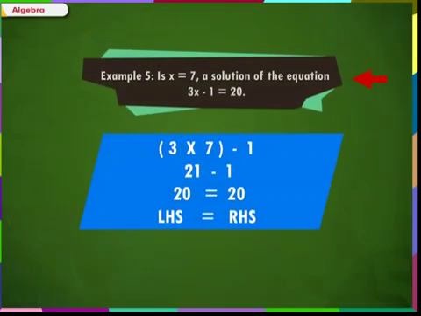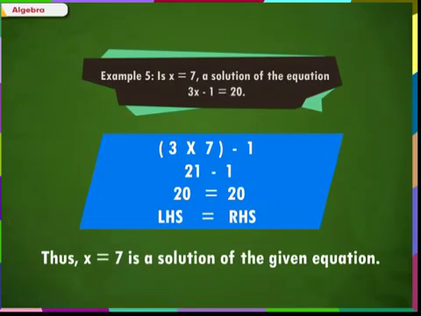Example 5. Is x is equal to 7 a solution of the equation 3x minus 1 is equal to 20? Let us put the value of x in the given equation. 3 times 7 is 21. Minus 1 gives 20. So we get LHS equal to RHS. Thus, x is equal to 7 is a solution of the given equation.